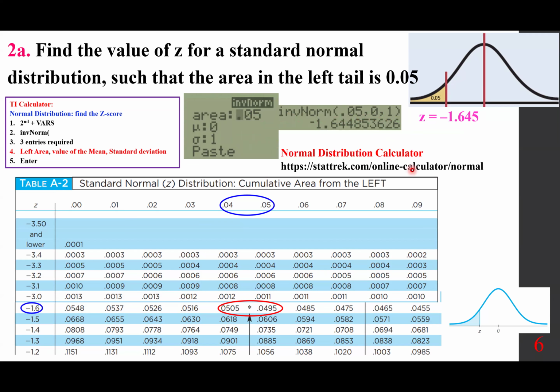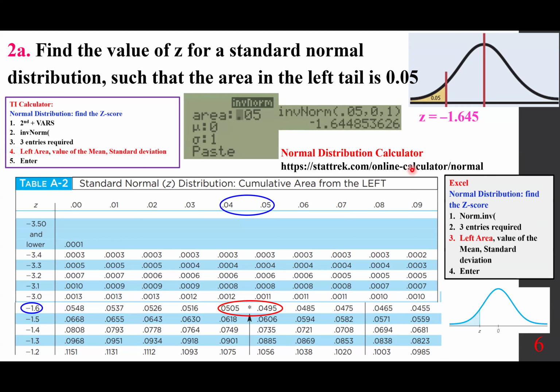And this is another calculator. There are many calculators we've already discussed, so I hope everybody's okay with that. If you use Excel, you put norm inverse, and you put the 3 entries as well.